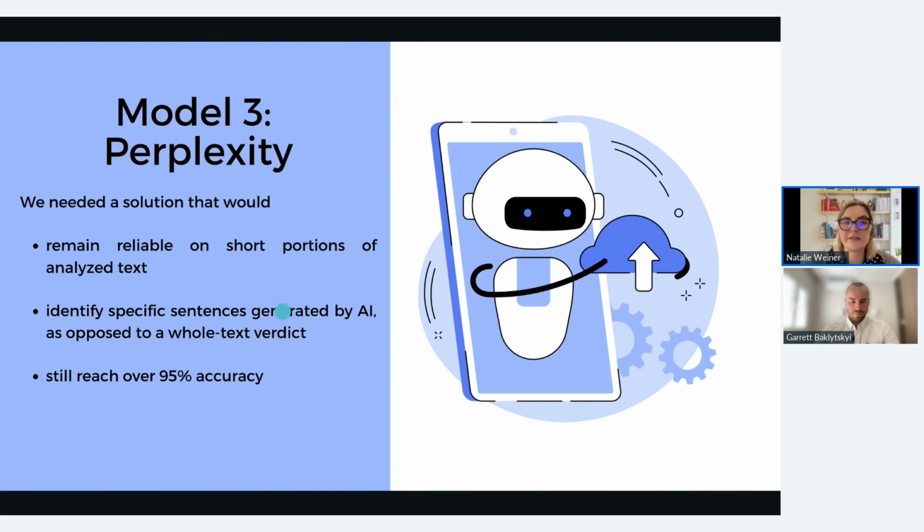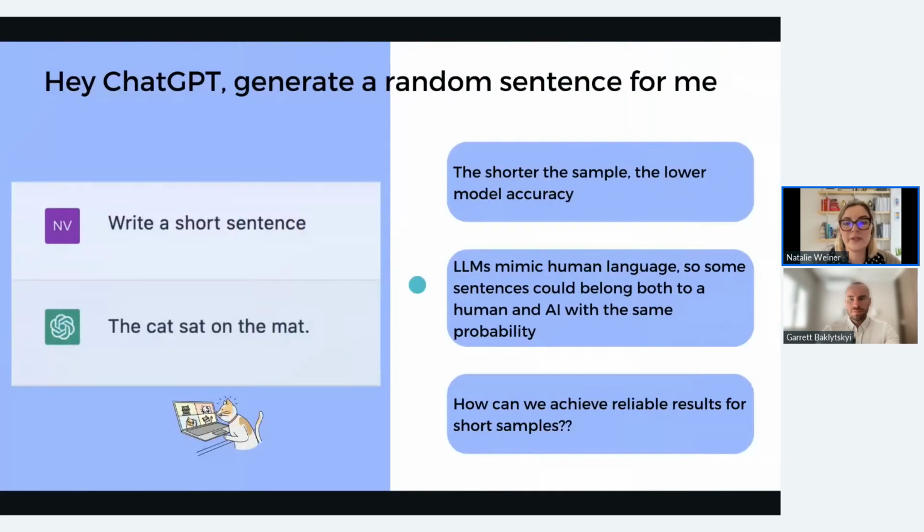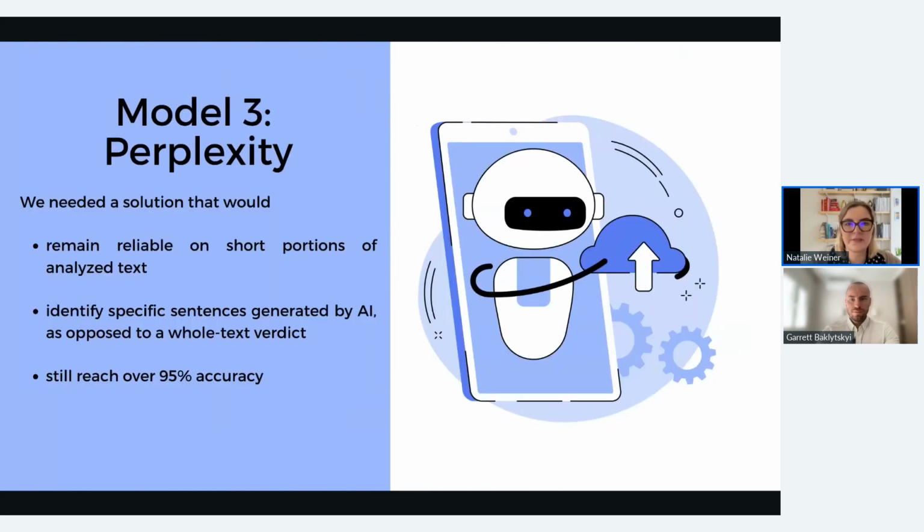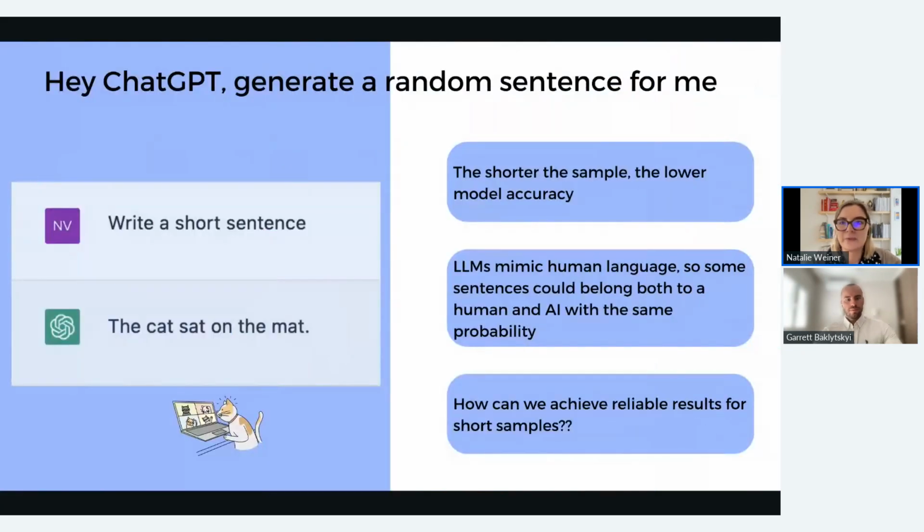And we wanted to identify specific sentences that were generated by AI as opposed to a whole text verdict. So before we move on with this model, we should consider some limitations or problems that we could find when we develop this model. For example, you remember that we wanted the system to work on sentence level.